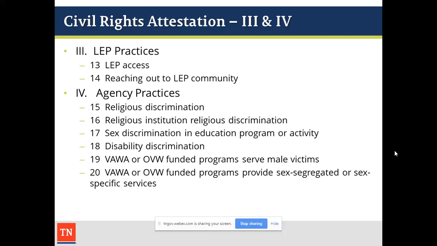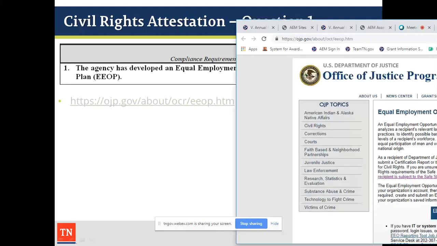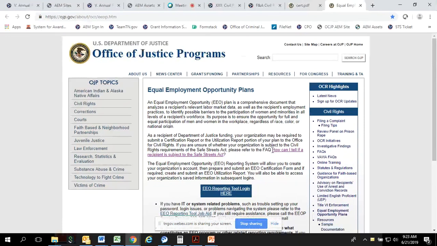So question 1 asks, has the agency developed an equal employment opportunity plan? Here is the website. This is on the attestation itself, and this is the website that you would go to in order to do that. I want to point out 2 things on this website. The first one is how can I tell if the recipient is subject to the Safe Streets Act? Remember, that's the act that establishes the EOP requirement.